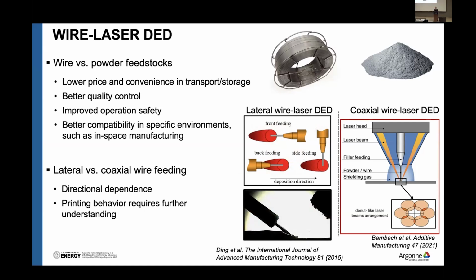To solve this problem, a coaxial wire laser deposition head has recently been developed. For this deposition head, the wire feeds through the geometric center of the head, with multiple lasers around it. So it can provide a very uniform energy distribution and mitigate the directional dependence. But because this is a new design for the deposition head, there are still many unclear printing behaviors and many underlying mechanisms that need to be further studied.